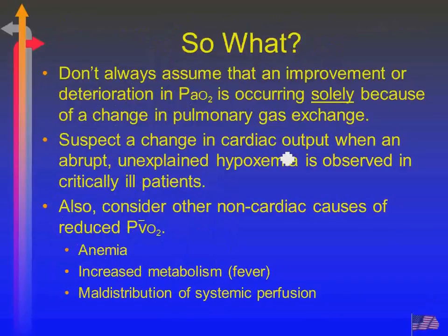So what? Well, don't always assume that improvement or deterioration in PaO2 is solely because of pulmonary gas exchange. Especially when you see an abrupt change that I can't think of any reason why all of a sudden I should have that much of a drop in my saturation. Suspect maybe a change in cardiac output. And there are other things, obviously, that can change the PVO2 even in the face of a normal cardiac output. Things like fevers, things like sepsis. They can alter where the blood flow is going. They may increase blood flow to the organs that are extracting more, and you end up having a worsening of the PVO2.